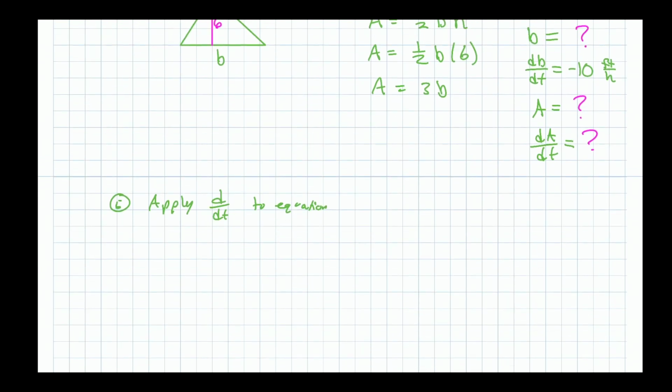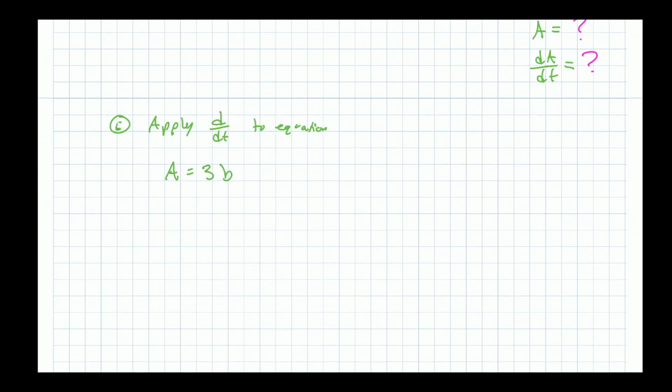So what's the equation? The equation is area equals 1/2... No, it isn't. The area equals 3b. So we're applying d dt. I didn't leave room. I don't know why. So put a d dt there. Put a d dt there. All right. What are we going to get? Well, d dt of A is 1 dA dt. d dt of 3b is going to be 3 dB dt.